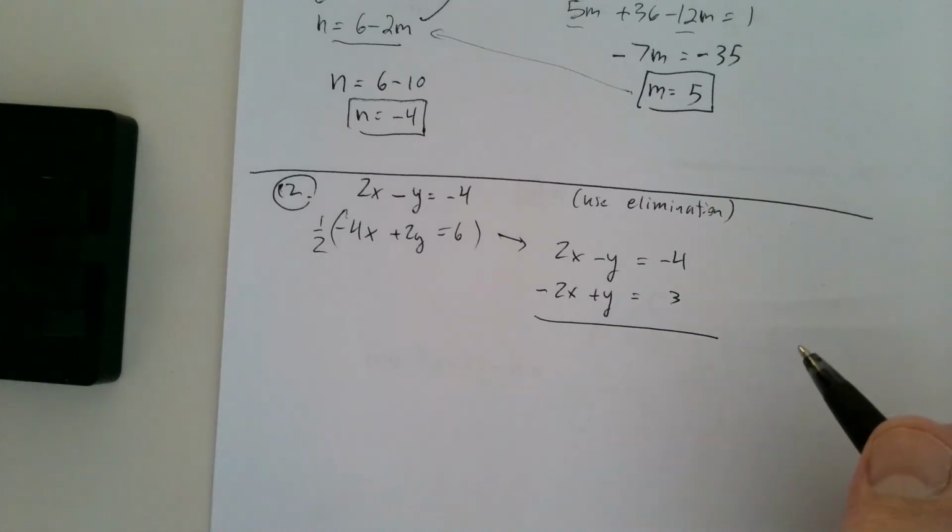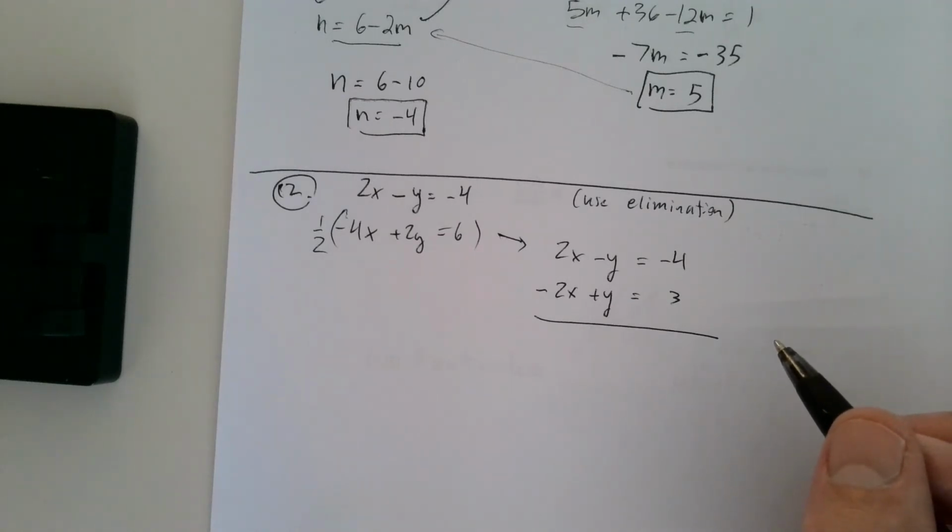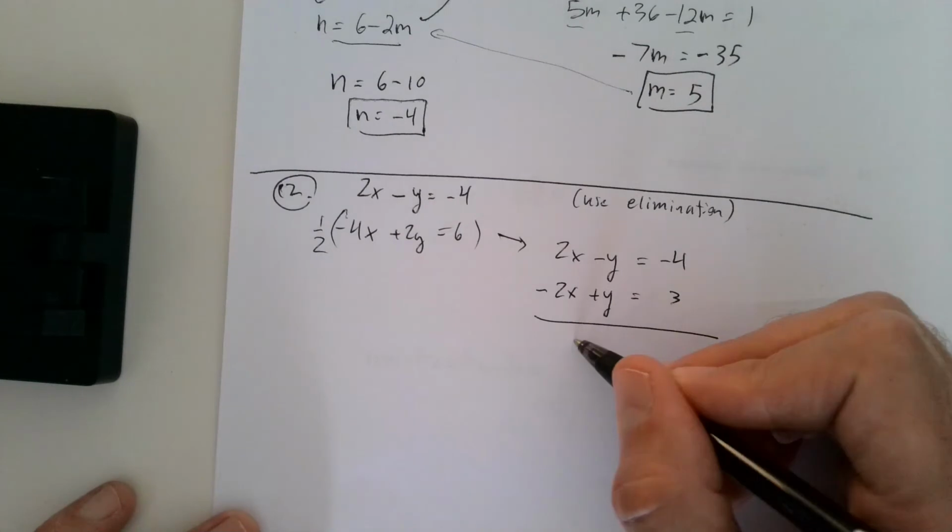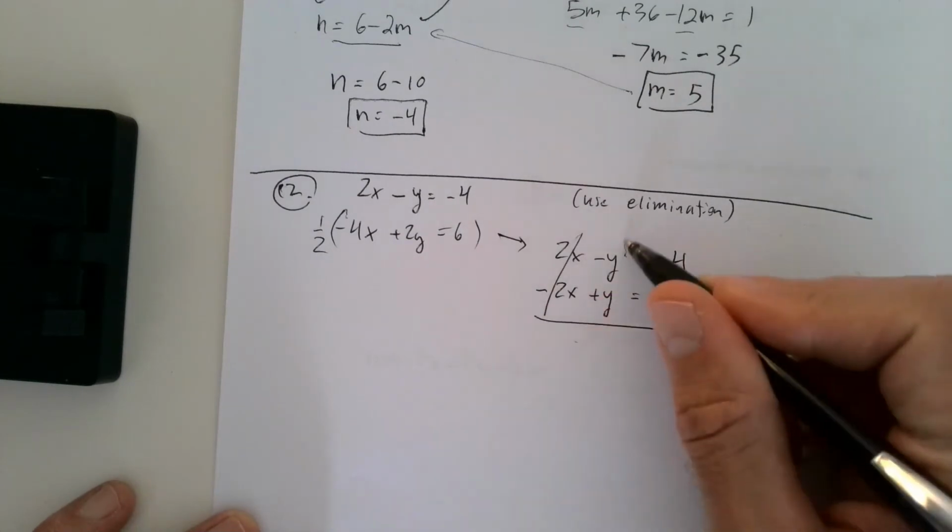Okay, and so if we were to add those things together, you might see that we are going to get one of those weird cases where we get a false statement. So that false statement is going to look something like 2 equals 4, or some absurd thing that we know is not true. So let's see what that's going to be. Add those together. Those cancel.